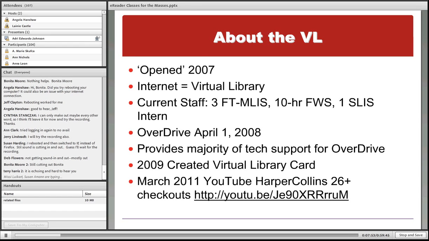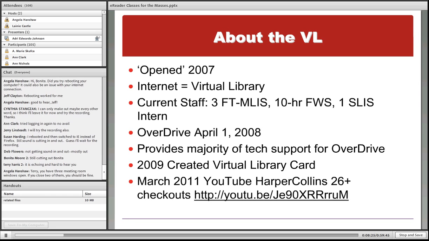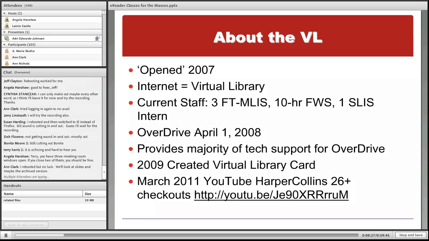We started with Overdrive as our downloadable service on April 1st, 2008. So if it didn't work, we could say April Fools. Luckily, the audiobooks worked, so that was a good thing. And we do only have one downloadable service at this time, Overdrive. My department also does the majority of the tech support for Overdrive. We do have people trained in the staff in the libraries, but the really more detailed questions come to our department.